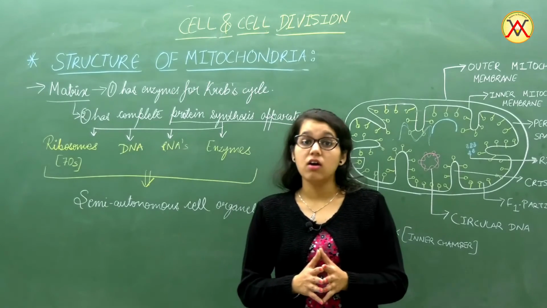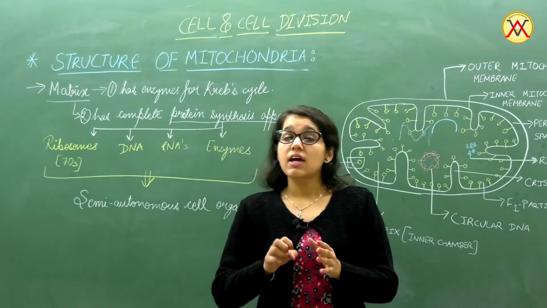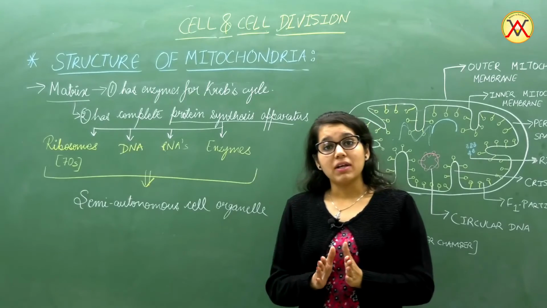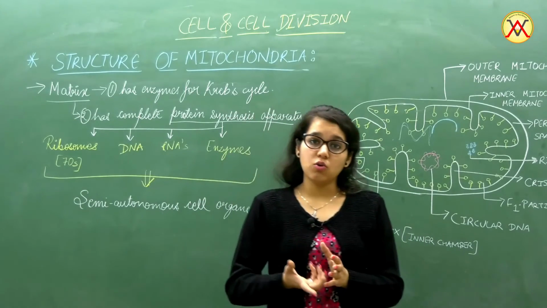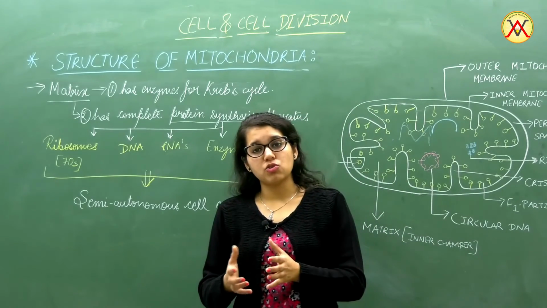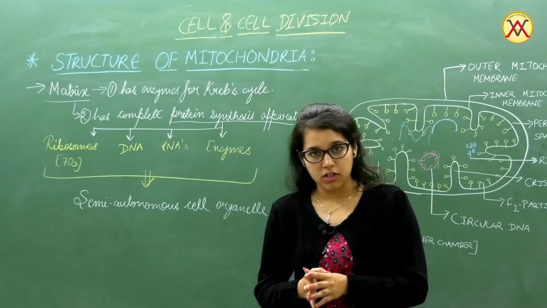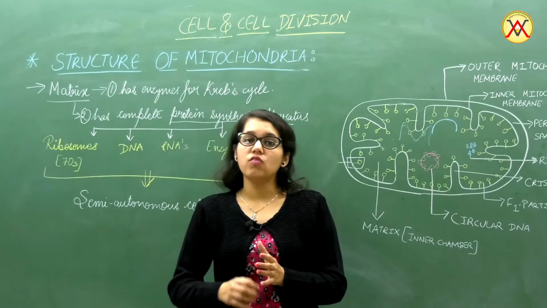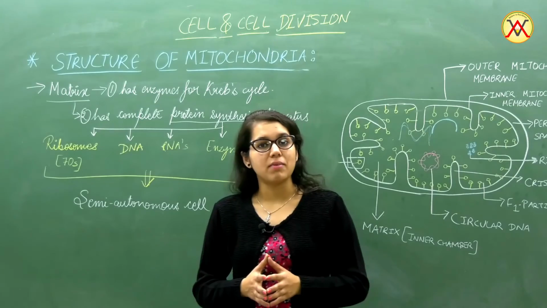this mitochondria. Since it has all the different things to synthesize protein, we call it a semi-autonomous cell organelle. That means it is itself complete in all the things needed to synthesize its own protein. It is not dependent on other cell organelles to provide protein, hence we call it a semi-autonomous cell organelle. So this was about the major structure of the mitochondria. Now we'll move on to the functions. What are the important functions performed by mitochondria?